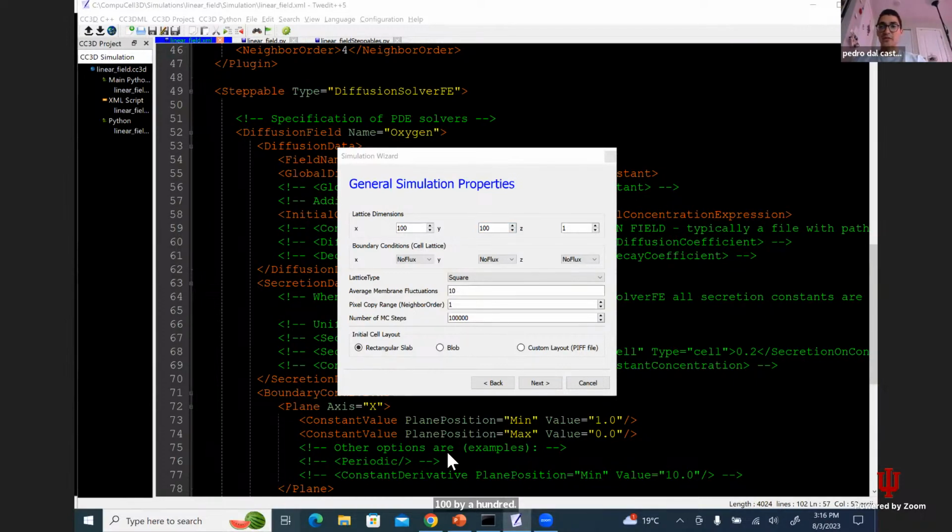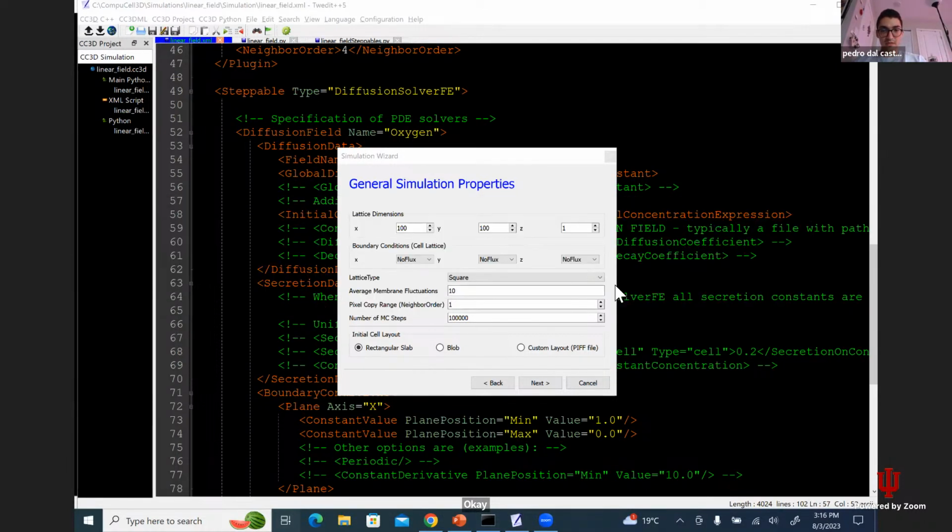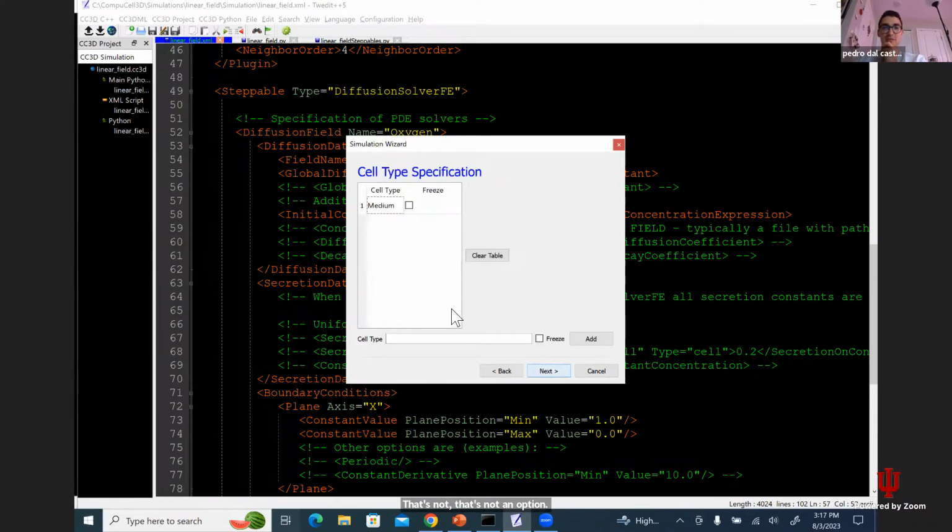Yes, I am trying to share my screen. Is it sharing my screen? Can you see it? Okay. All right, let's move on.